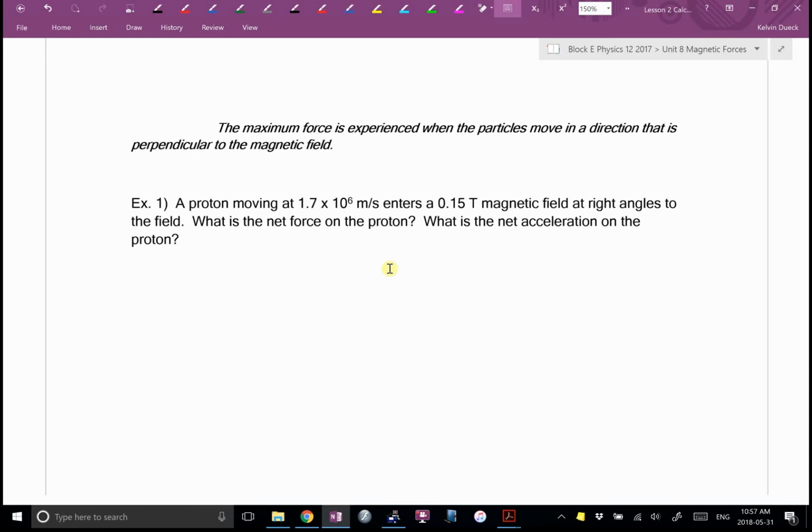It says this. A proton moving at 1.6 times 10 to the 6 meters per second enters a 0.15 Tesla magnetic field. Pretty big magnetic field. At right angles to the field. Let's call this first part part A. Let's call this second part part B.